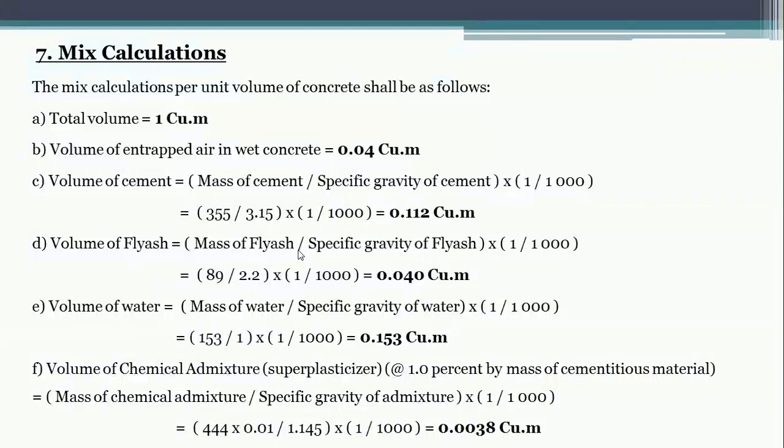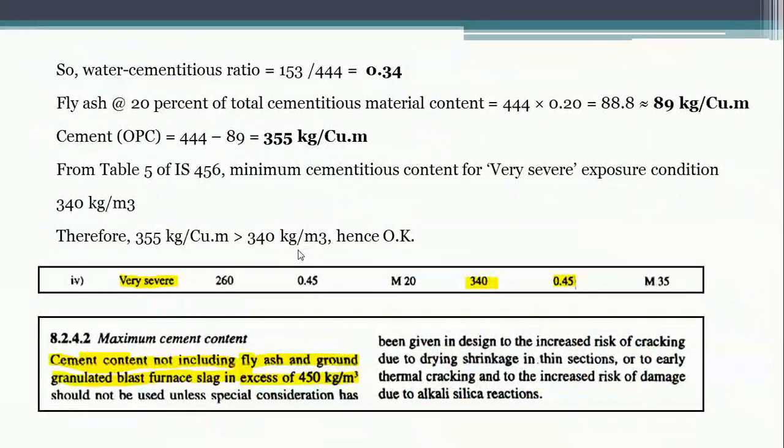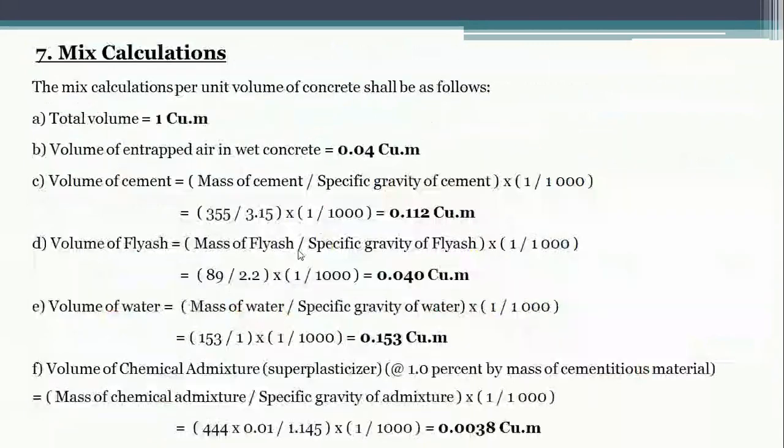Then volume of fly ash is equal to mass of fly ash divided by its specific gravity. The mass of fly ash is 20% of the total cementitious content, you will get 89. You know how you got 89: 444 into 0.20, you got 89. So 89 divided by specific gravity of fly ash, 2.2, into 1 by 1000, you will get 0.040 cubic meter. Volume of water: you should take the mass of water after reducing 25% of the water content by admixture.